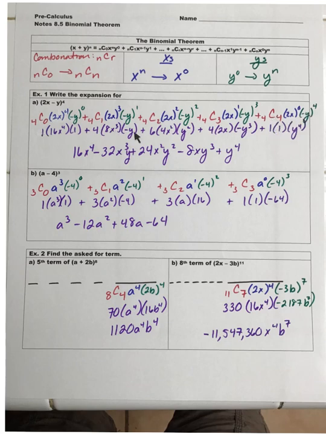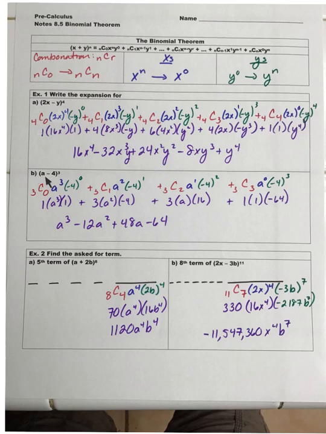And then just multiply out each of those to get 16x to the 4th minus 32x cubed y plus 24x squared y squared minus 8xy cubed plus y to the 4th. All right. And I know it's really complex at first, but once you keep practicing it, you get the pattern down. And once you get the pattern down, it becomes a lot easier.